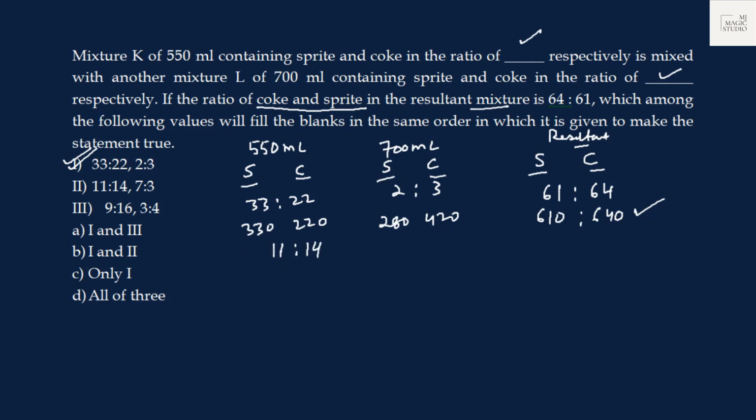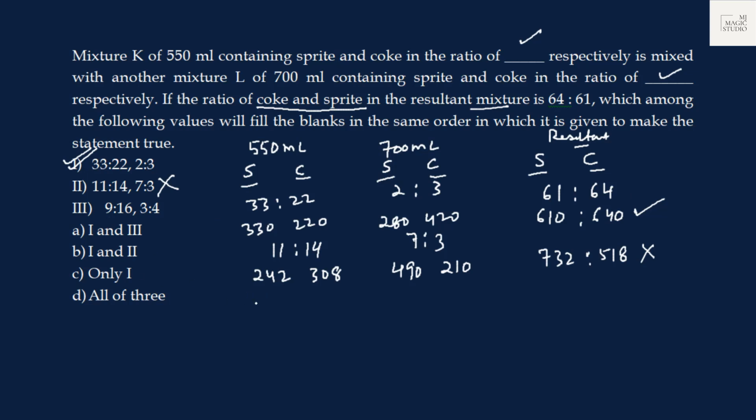Let's check for the second one. 11:14. So 550 into 11 by 25 will give 242, and 550 into 14 by 25 will give 308. And the second one is 7:3, so 490 and 210. Here we can see that Sprite is more than Coke. 732 is to 518. This will never give us 61:64.